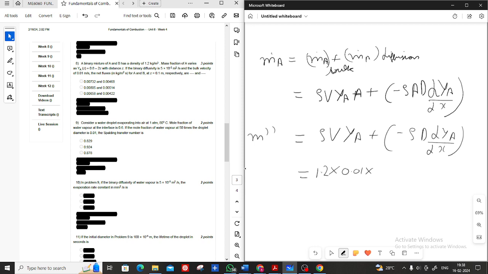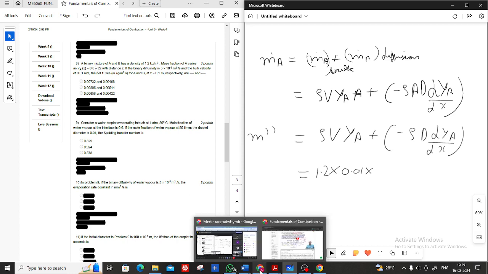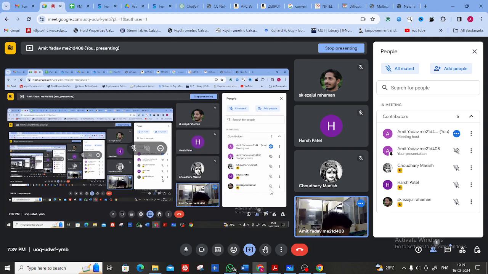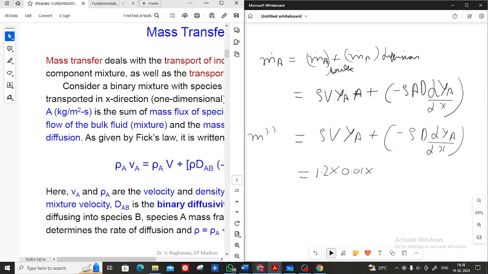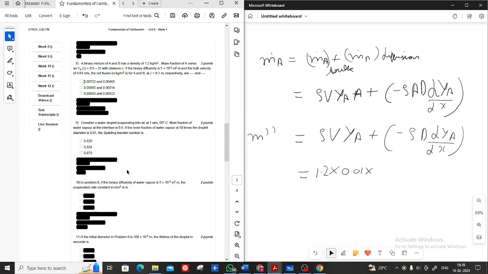What is the mass fraction of A at z equal to 0.1? It is clearly given, right? The formula is given: Ya equals 0.8 minus 2 into 0.1, so it will be 0.6, right? Guys, please speak, because if I just keep on solving, it won't benefit anyone.